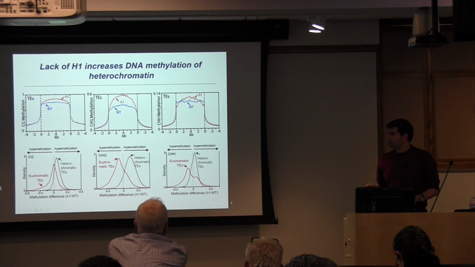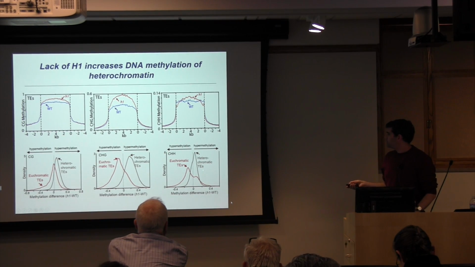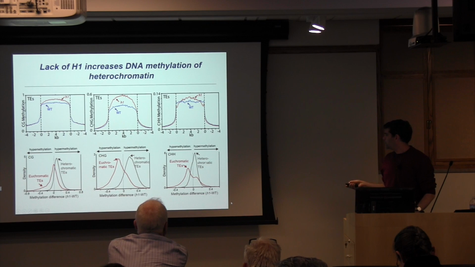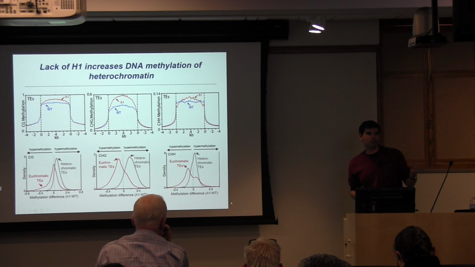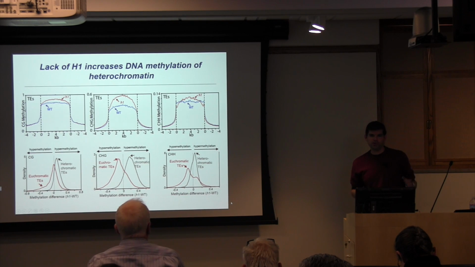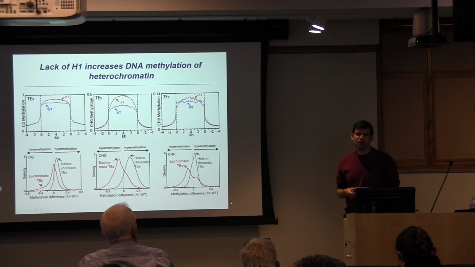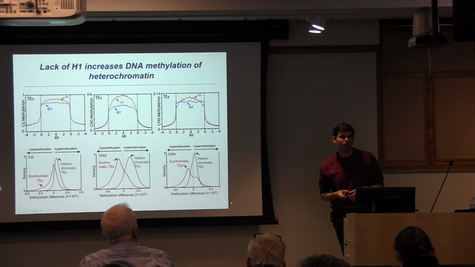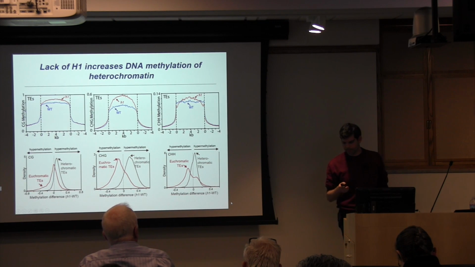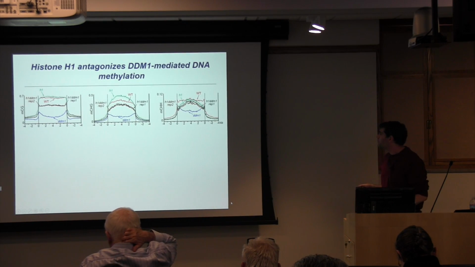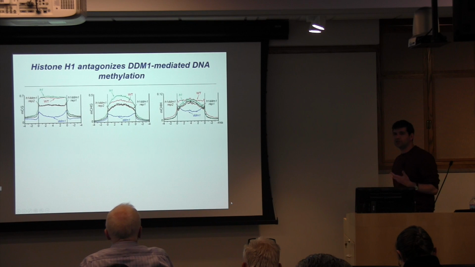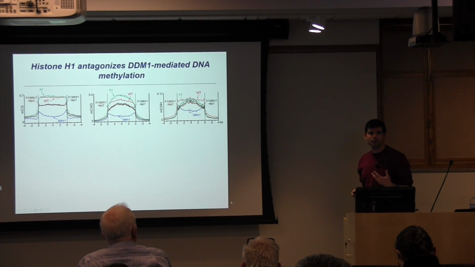And this generalized increase of DNA methylation in heterochromatin looked a lot to us like the opposite of what happens in DDM1 mutants. In DDM1 mutants, we have a generalized loss of DNA methylation in heterochromatin, and here we have a generalized gain. So we were curious what would happen if we actually put these mutants together. And what happens is that in the absence of H1, the DDM1 phenotype is greatly relieved.